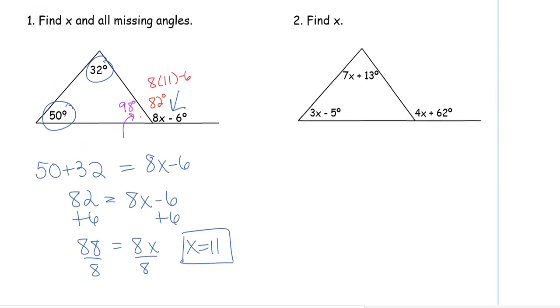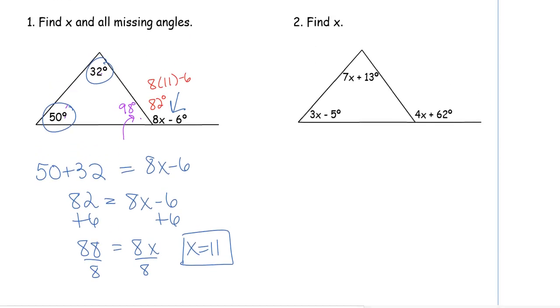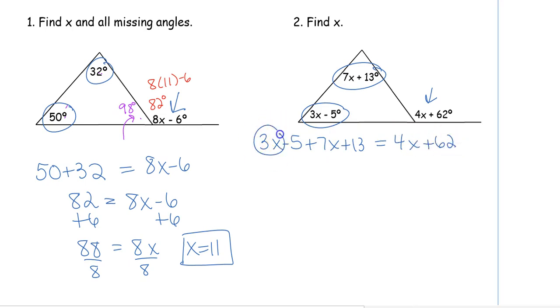Alright, believe it or not, we only have one more problem left for our notes. Remember, the remote interiors are equal to the exterior. So these two equal the 4x plus 62. So we've got 3x minus 5 plus 7x plus 13 is equal to 4x plus 62. Remember, when solving, if the variables are on the same side, we're just combining like terms.